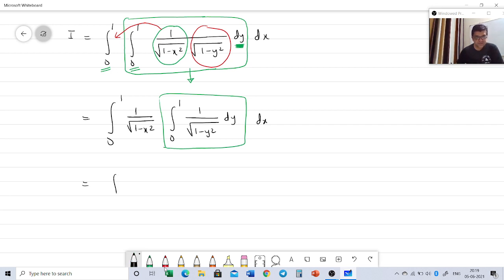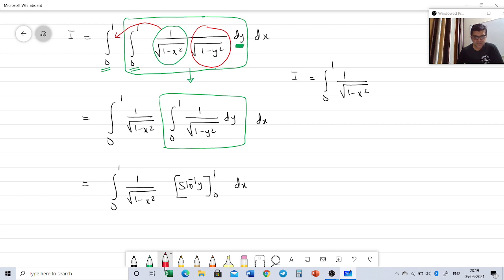So in the next step, this is going to be 0 to 1. This is as it is, right? And this is going to be sine inverse of y between the limit 0 to 1 dx. All right, so let us put the upper limit over there.